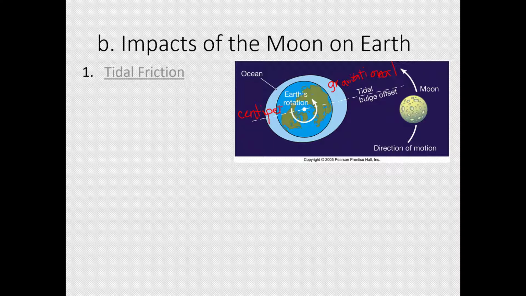Centripetal bulge. Okay, so you might notice that these bulges are a little bit offset from the moon, and that's because the Earth is rotating in this direction, and so it's actually bringing the bulges with it just a touch.